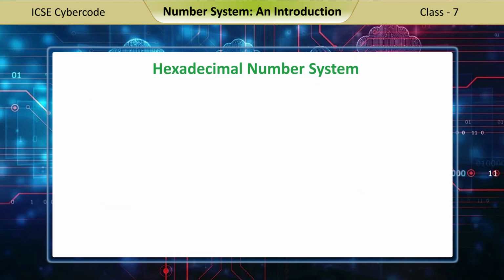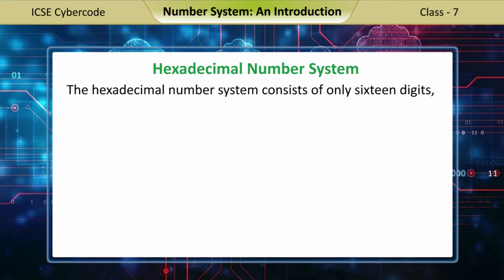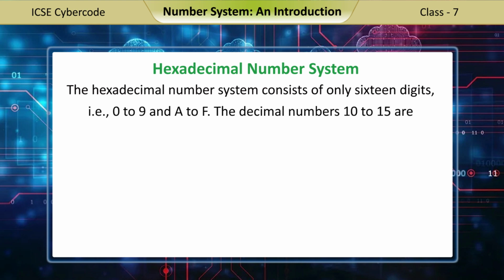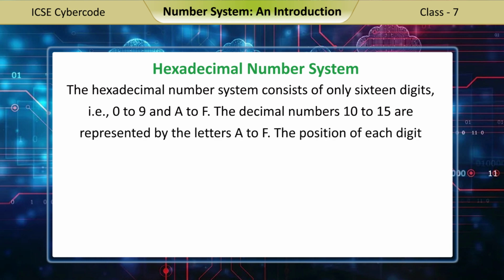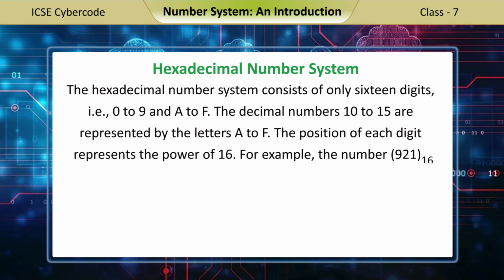Hexadecimal number system. The hexadecimal number system consists of only 16 digits, that is, 0 to 9 and A to F. The decimal numbers 10 to 15 are represented by the letters A to F. The position of each digit represents the power of 16.